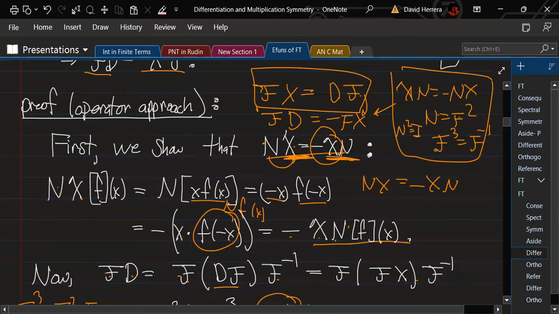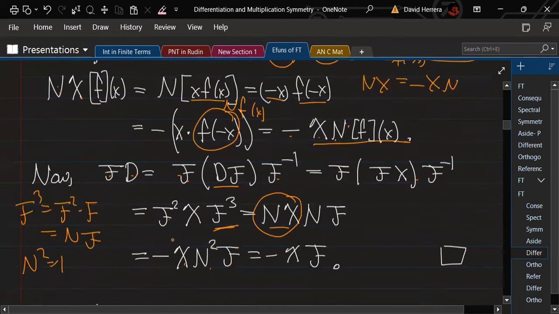Which is kind of equivalent to this. N squared is the identity, because if you do f of x and you turn that into f of negative x, now if you put another negative sign in here, it'll just undo itself. So N squared is the identity. It undoes itself. So we have negative x N squared F. These cancel, and I get negative xF. So Fd is negative xF.